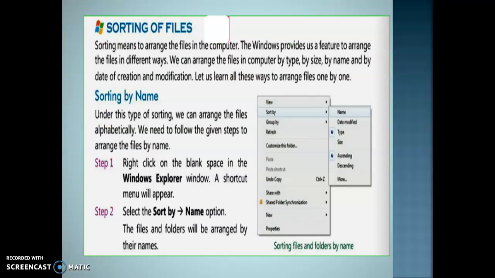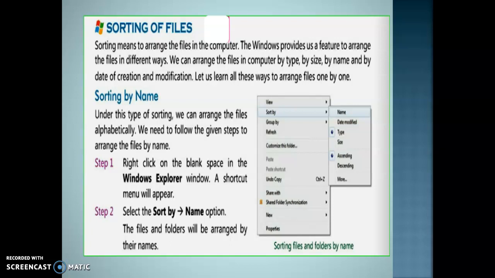Let's see what is sorting. Sorting the desktop items means arranging them in a proper order. Windows lets you sort files by name, size, item type, and date modified. Sorting helps in easy retrieval of the required files.